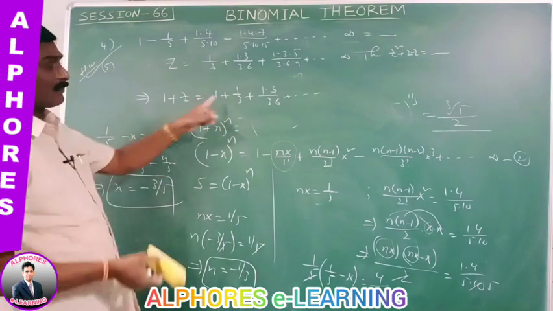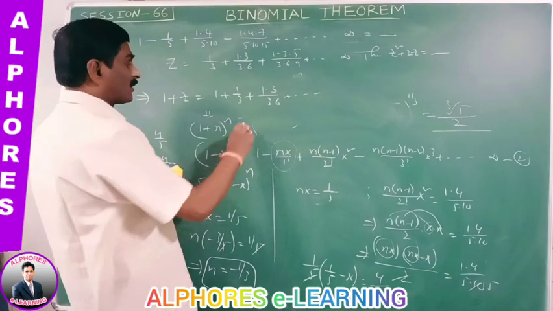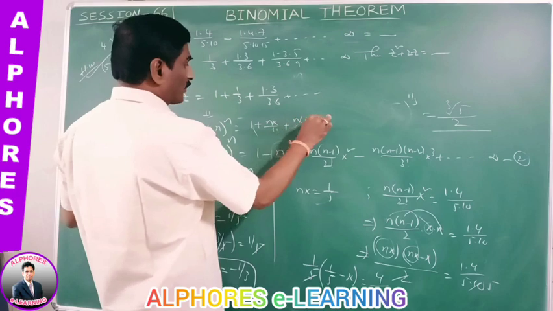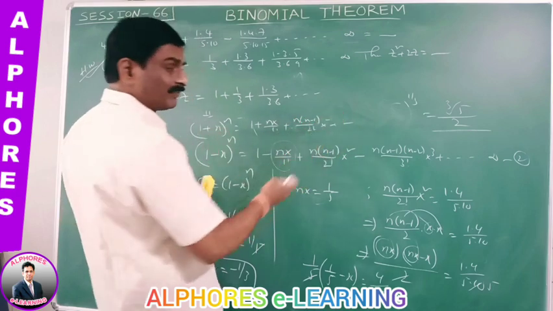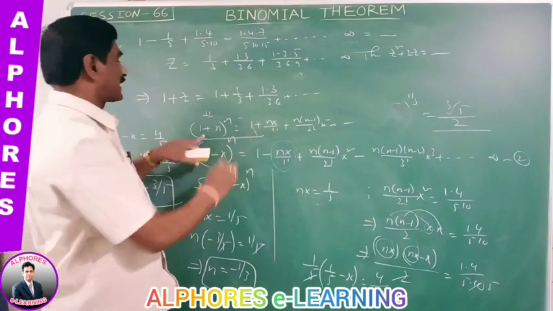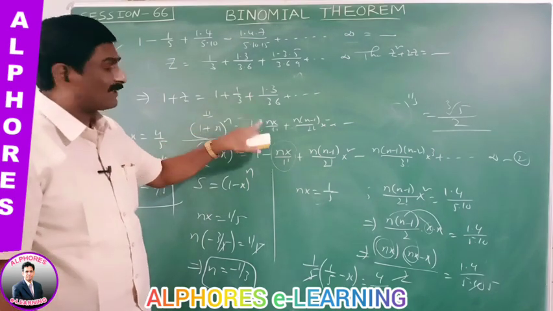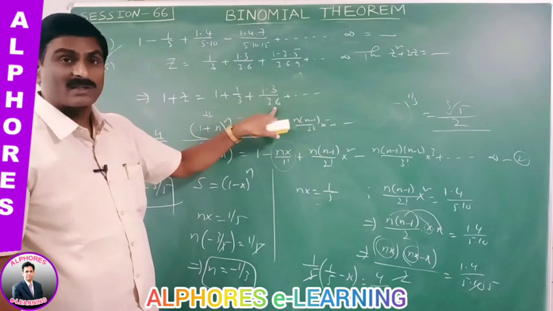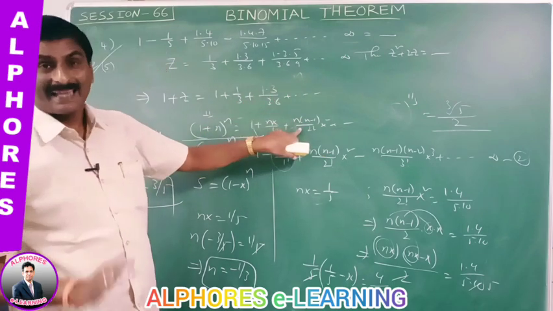Please observe all values are positive. 1 plus x whole power n is equal to 1 plus nx by 1 factorial plus n into n minus 1 by 2 factorial into x square plus so on. In this case, what is the value of 1 plus z? 1 plus z is equal to 1 plus x whole power n. Here nx is equal to 1 by 3. n into n minus 1 by 2 factorial into x square is equal to 1 into 3 by 3 into 6. Equating these values, find nx.